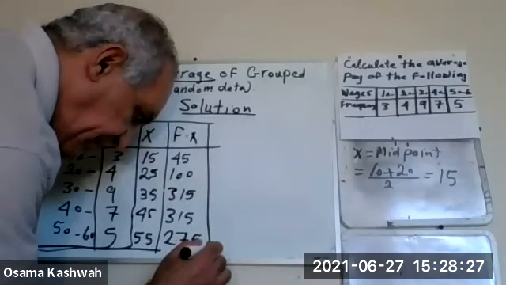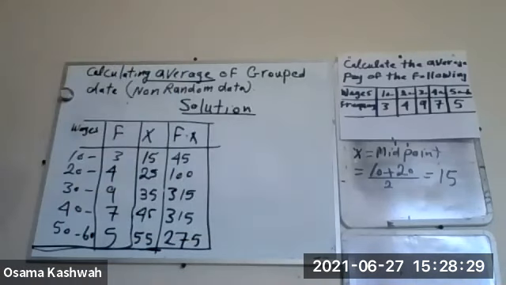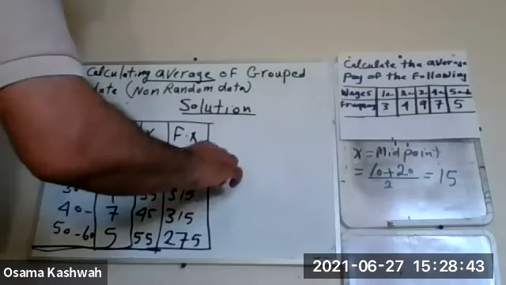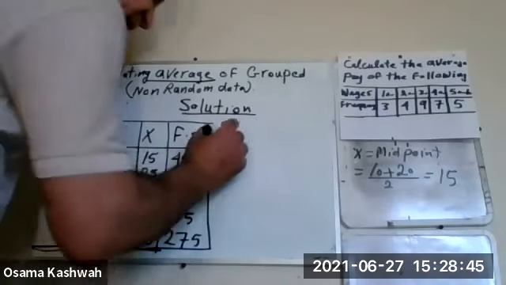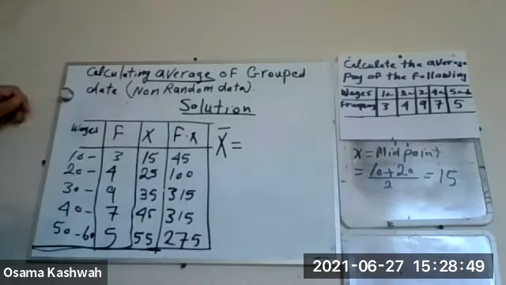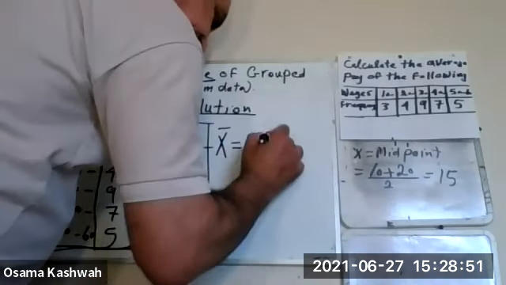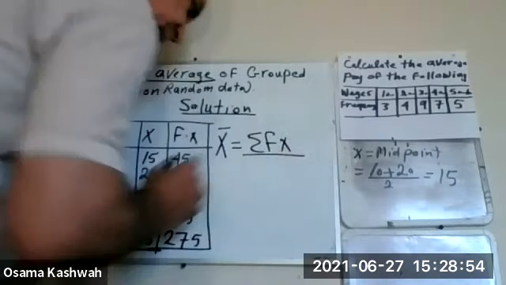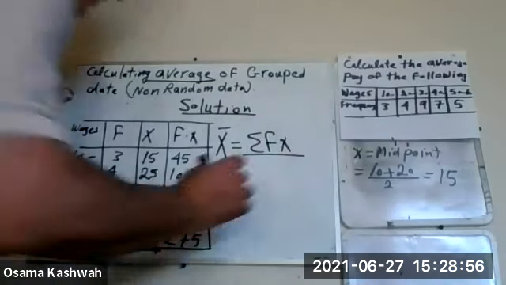275. Perfect. Now I did everything. Now I'm done, and now I will calculate the X bar, or the average of the wages in this factory. The average of the wages in this factory should be like this: X bar will equal sum fx divided by sum of f.